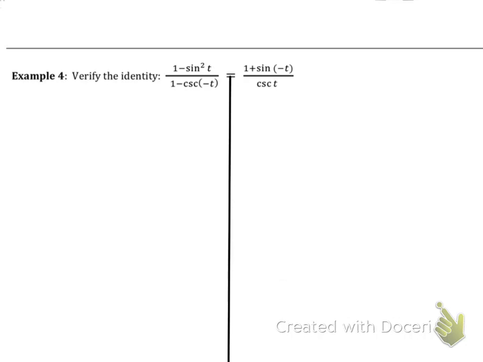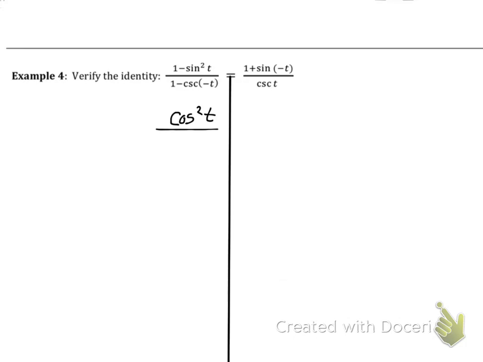So I build that wall. And the reason why I kind of know we have to do work on both sides is because I'd probably start with this side. I'd start with this side because 1 minus sine squared of t, what does that equal? Yeah. Cosine squared of t. Cosine squared of t. So I would just immediately see that, hey, I could simplify that really quickly.